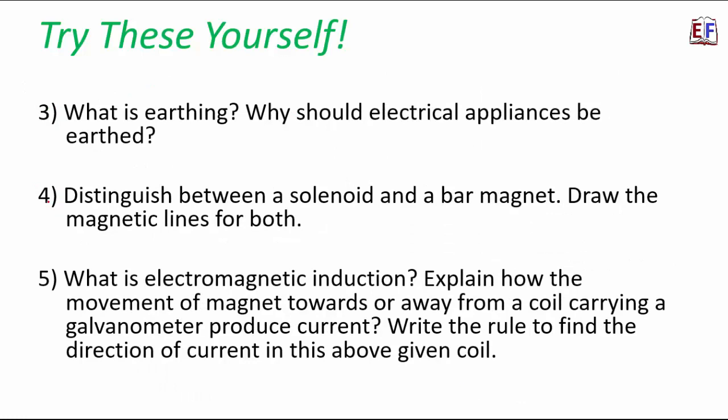Question number 3, what is earthing? Why should electric appliances be earthed? Distinguish between a solenoid and a bar magnet. Draw the magnetic lines for both. What is electromagnetic induction? Explain how the movement of a magnet towards or away from a coil connected to a galvanometer produces current. Write the rule to find the direction of current in the above given coil.